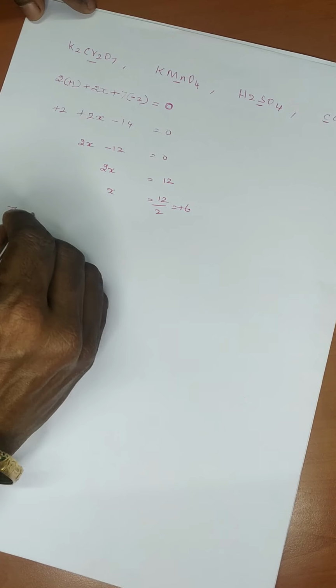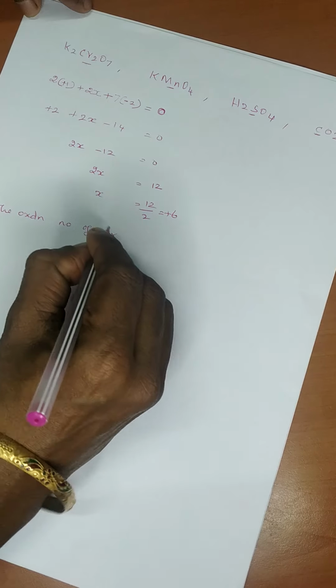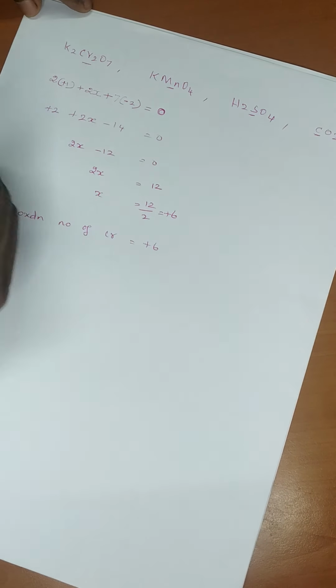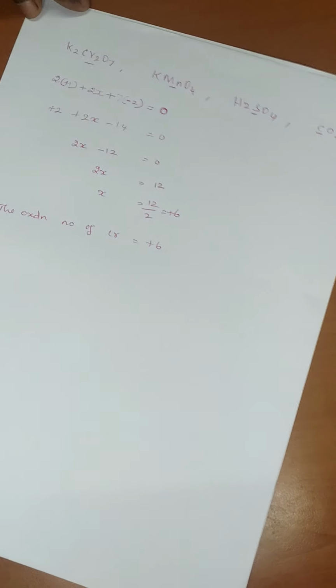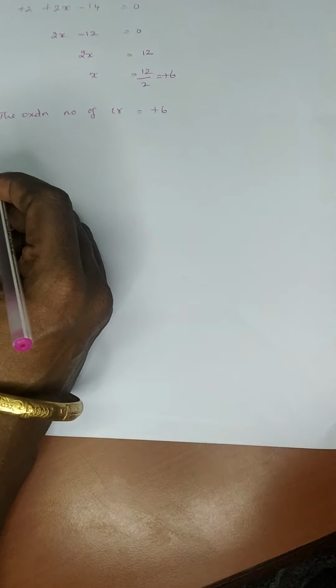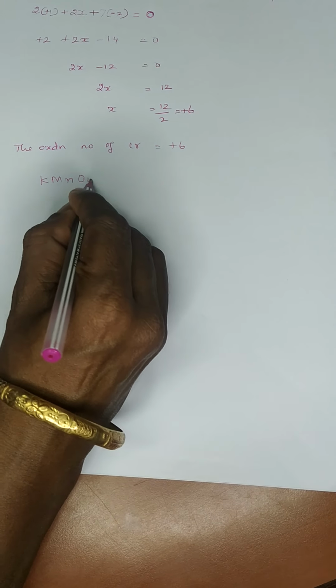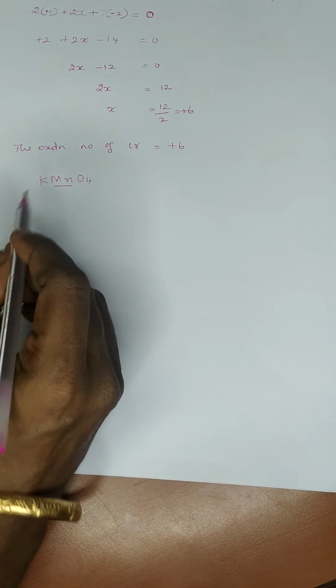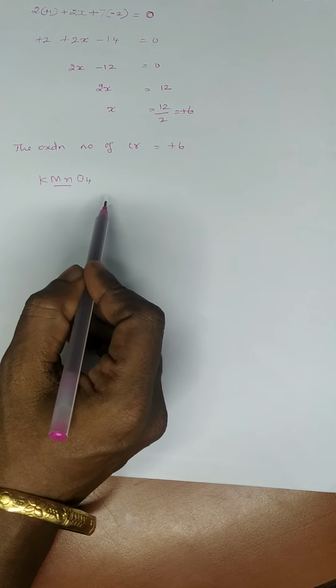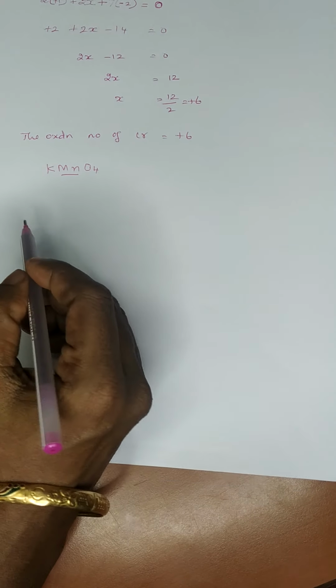So, the oxidation number of chromium is +6 in K2Cr2O7, which is called potassium dichromate. Next, we have to calculate the oxidation number of Mn in KMnO4, potassium permanganate. KMnO4 is potassium permanganate. We have to find the oxidation number of Mn in KMnO4.